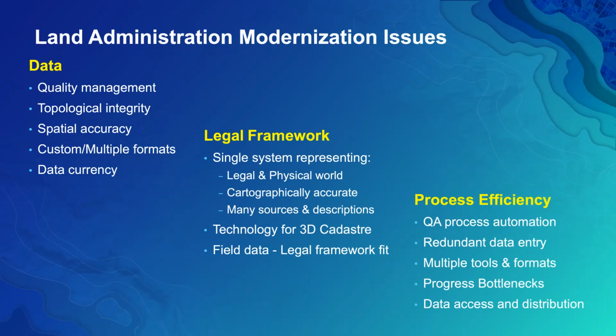Looking at the data category, we know you may have challenges related to quality management or topological integrity where boundaries may not touch or meet where they should. There's also spatial accuracy. You have an issue with custom or multiple formats to contend with, as well as the currency of the data. Now, from a legal framework perspective, it might be difficult to have a single system representing the legal and the physical world, as well as a framework that can support many sources and descriptions of records. For example, the use of metes and bounds or the use of coordinates.